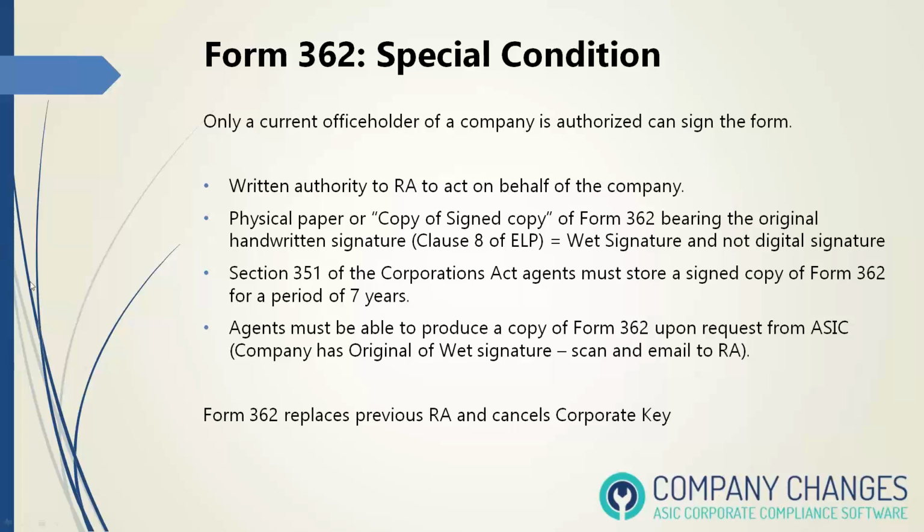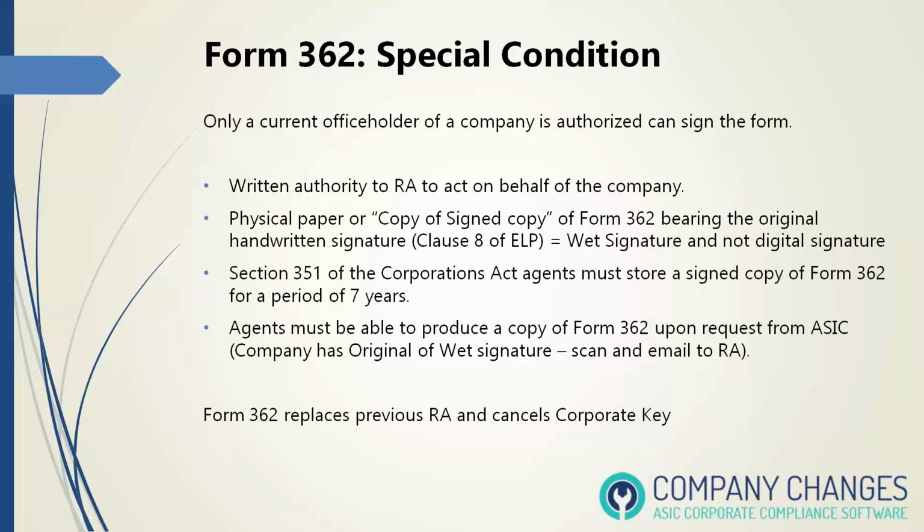I don't know whether you are able to understand. When ASIC comes to you, you need to print the copy of the signed copy. It must be physical paper when you send it to ASIC, if they ask you, have you got 362? They want to see a printout of Form 362. They don't want you to just forward an electronic PDF file of Form 362. They want to see the paper of Form 362, so you must have that paper with you at all times.